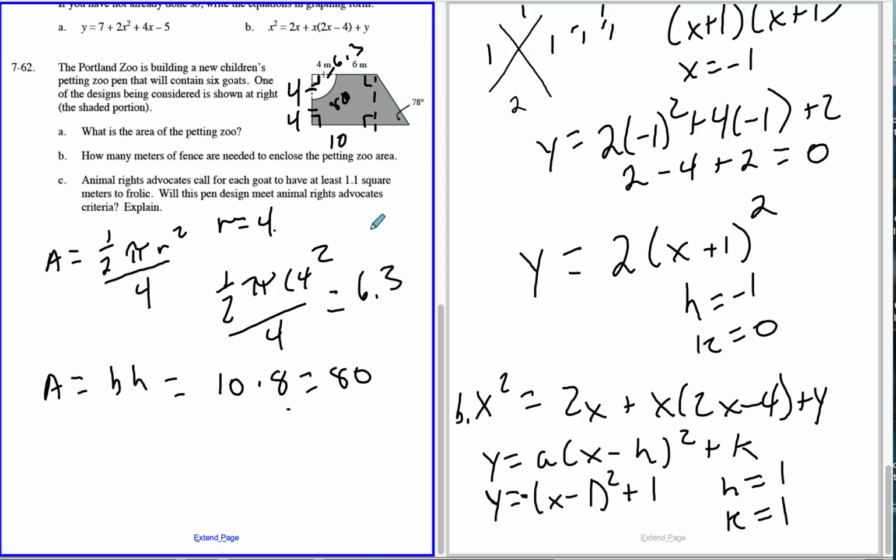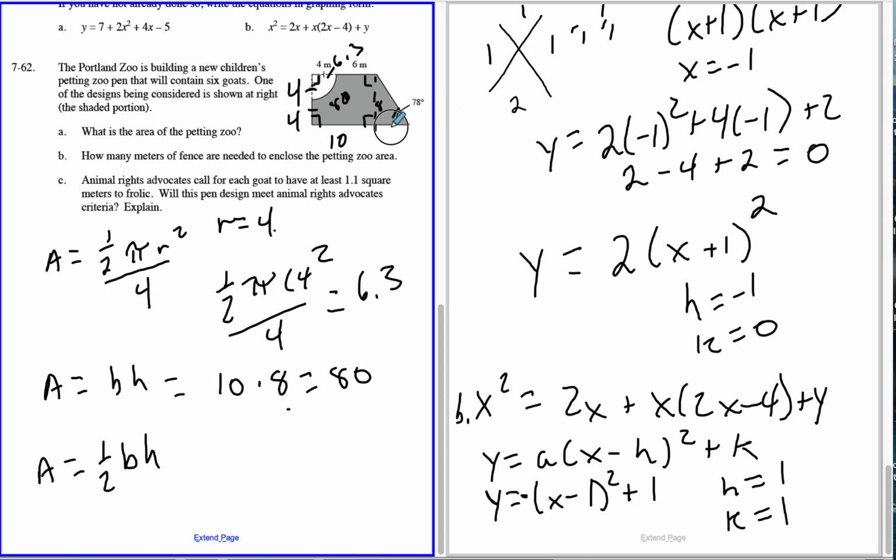Now we've got to figure out this triangle piece. We have area equals 1/2 base times height. My height is 8, and my base is, I have no idea. Okay, we need to use some trig here.